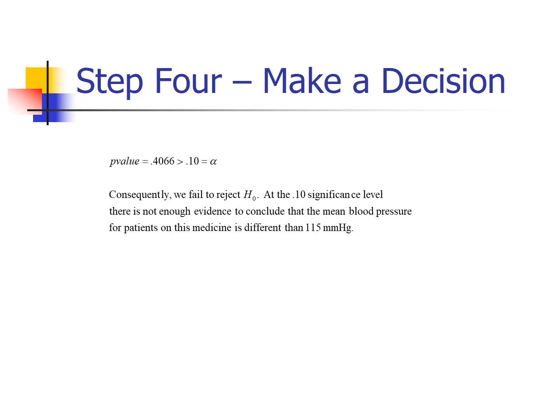We can then take this p-value to ultimately make our decision. The p-value is 0.4066. That's greater than 0.10, which is our alpha level. Any time the p-value is greater than alpha, we fail to reject the null hypothesis. We would say at the 0.10 significance level, there is not enough evidence to conclude that the mean blood pressure for patients on this medicine is different than 115. So we would basically be concluding we do not think that our medicine has any adverse side effects with respect to blood pressure, at least. Patients on this medicine seem to have a healthy blood pressure.